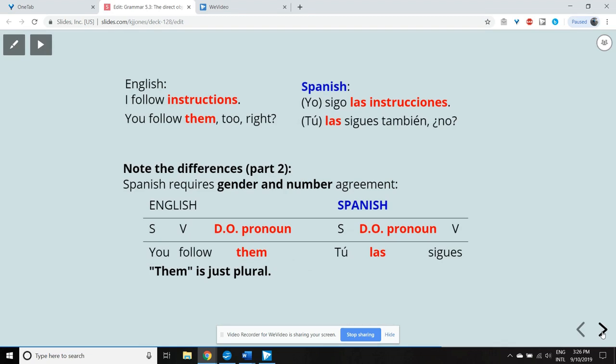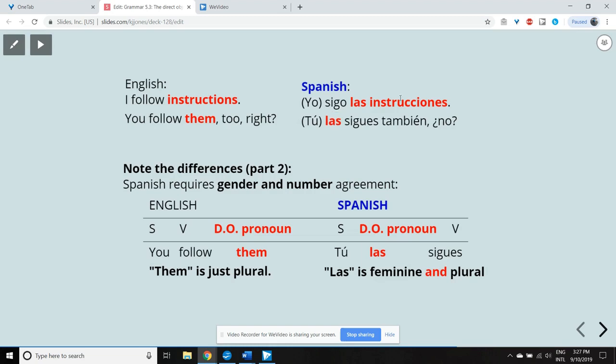When we get to the Spanish, look at what we have here. We have las, and that has both gender and number. It's feminine and it's plural. Of course, because the noun instrucciones has both gender and number, right? If the noun has both gender and number, the pronoun that replaces it has to have both gender and number too, and they have to match.